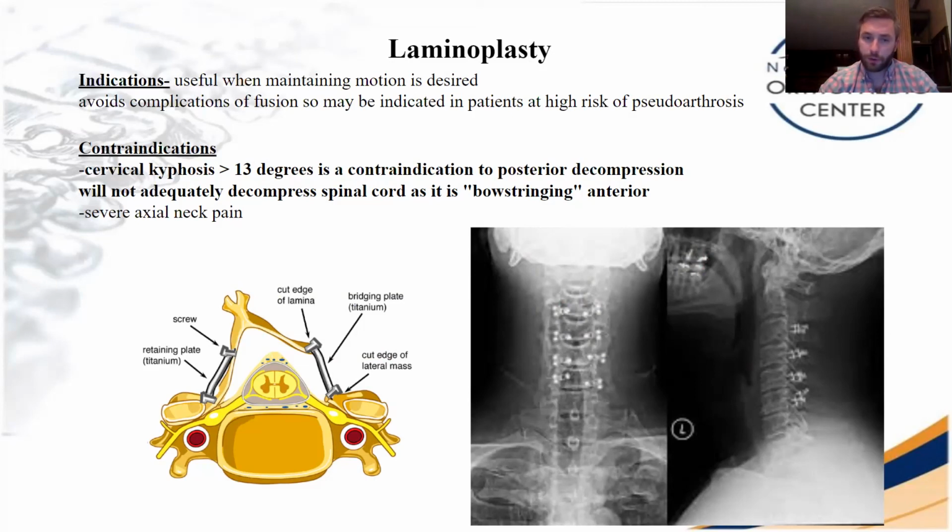Again, anytime you're going posterior in the cervical spine, you will make sure there's not kyphosis, because that's not going to alleviate their symptoms. Their spinal cord is still going to be draped over the vertebral bodies. It's not going to improve. The cord can't drift back. And patients who have severe neck pain as part of their chief complaint, they're not going to get better with the laminoplasty, because their worn out facets are going to continue to bother them, and they're going to be upset with you.